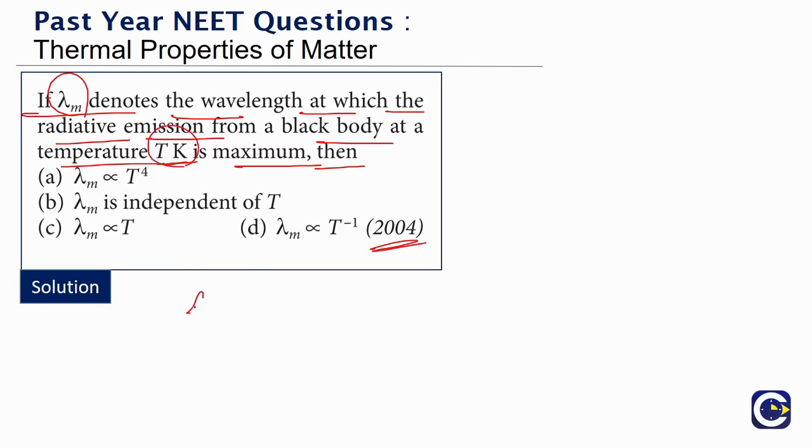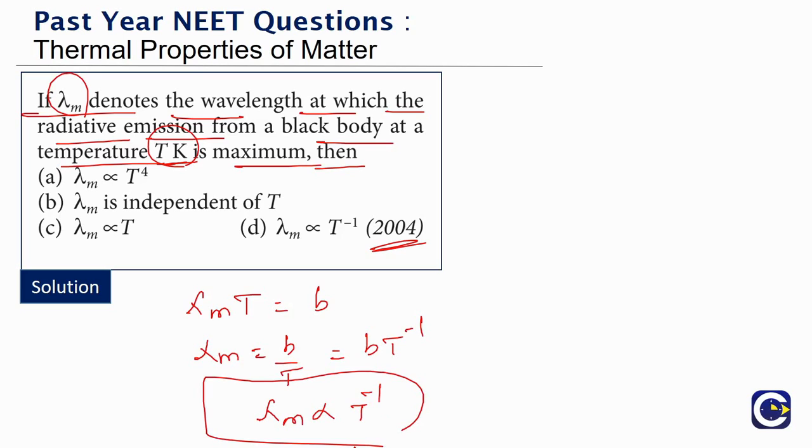What is the relation? Lambda m into T is equal to Wien's constant B. So lambda m will be equal to B by T, or B into T power minus 1. So what is the relation we see? Lambda is proportional to T power minus 1. So what is the correct answer for this? Option D. It's a straight question.